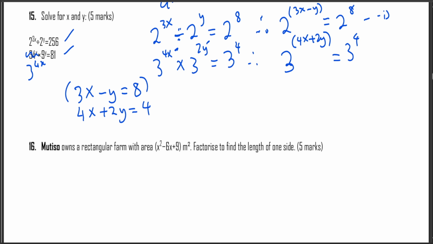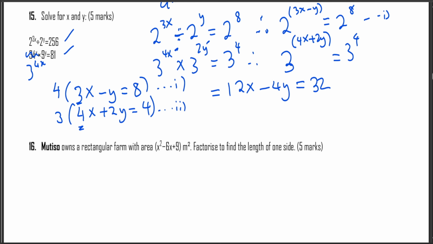Now what we do is, because this is the first and this is the second simultaneous equation, we remove the x. And how do you remove the x? Since here we have 4 and here we have 3, we multiply the first equation by 4. So 4 times 3x will give you 12x minus 4y. You multiply each number by 4, and 8 times 4 would give you 32. Okay, 3 times 4x is 12x, 2 times 3y is plus 6y, which is equal to 4 times 3, which is 12.